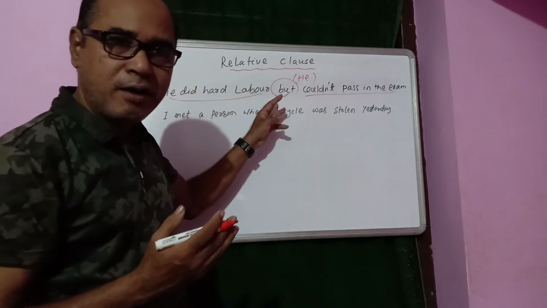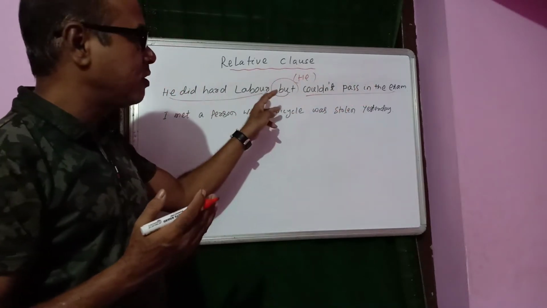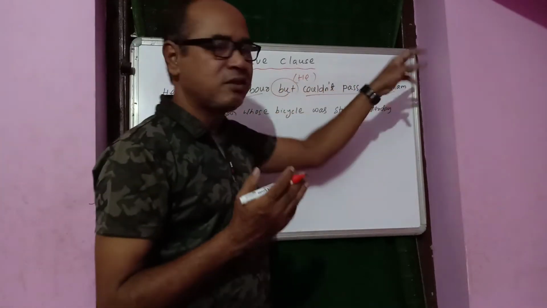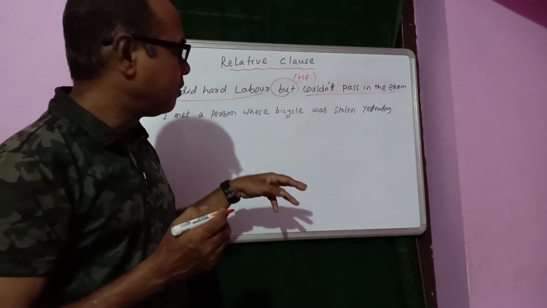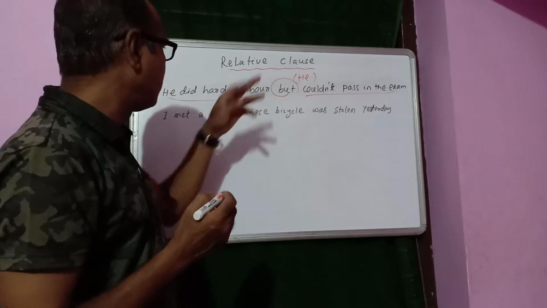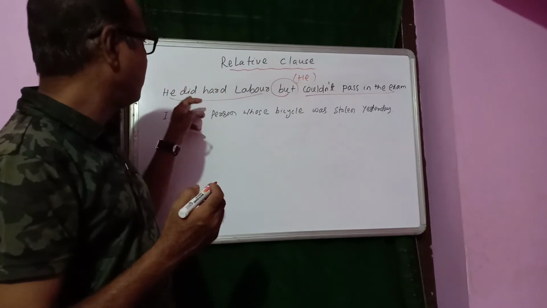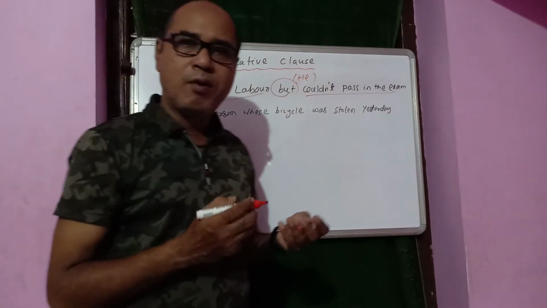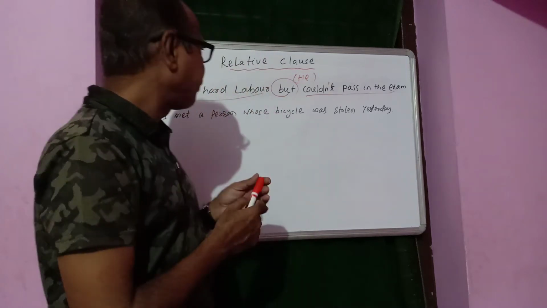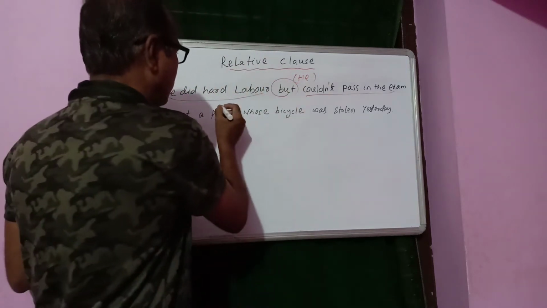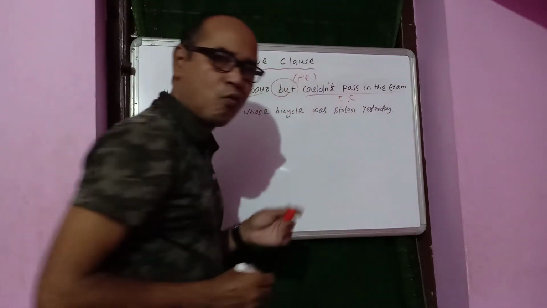Okay? He did his labor. If you drop this part, this gives complete sense. He could not pass in the exam. The subject is he. Could is the one finite form. Couldn't is the negative form. Here, did is the finite form. Did is the only one verb, and that is the main verb. That is a finite verb. Now you see, here are two independent clauses. Here is a compound sentence.